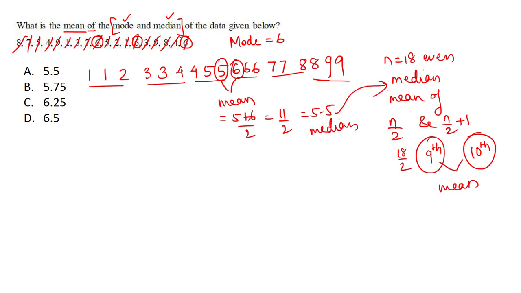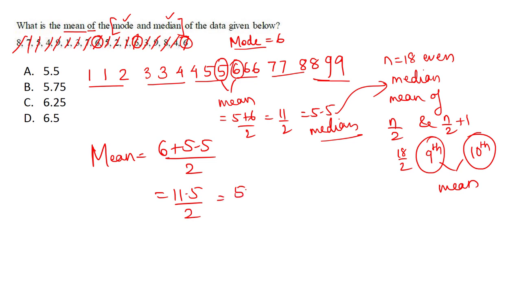Now I have to find the average of the median and the mode. So the final mean, whatever the answer we need, is 6 plus 5.5 divided by 2. That comes out to be 11.5 divided by 2. That is 5.75. Okay, the answer is option B.